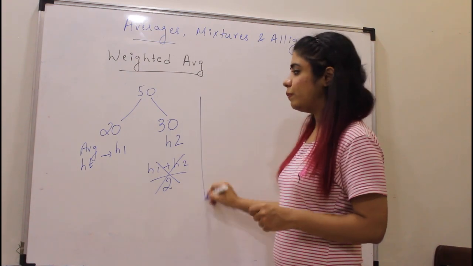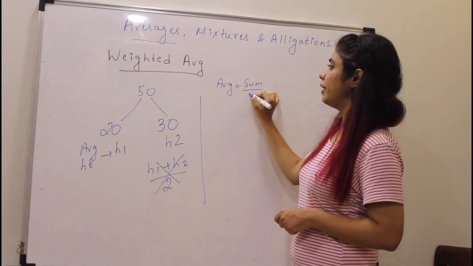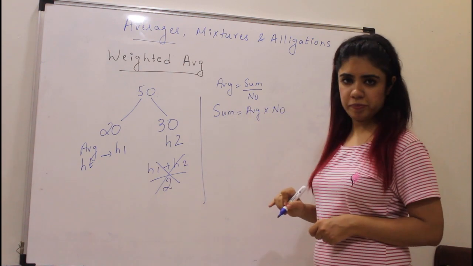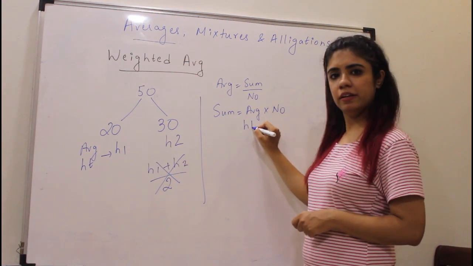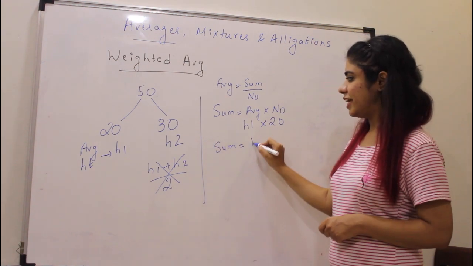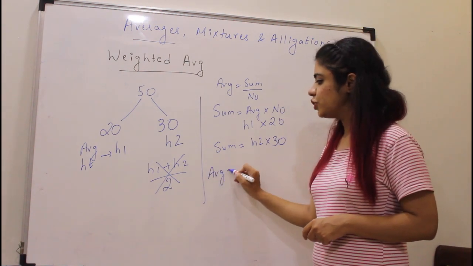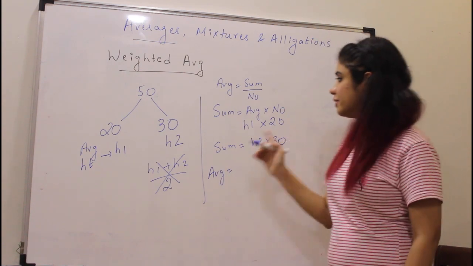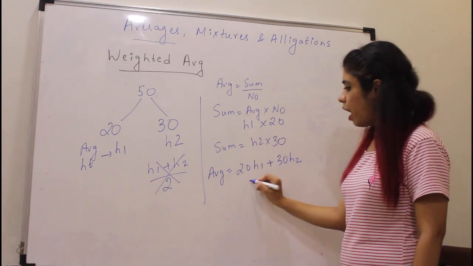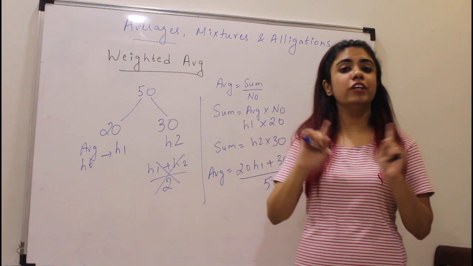So what do we do? We will calculate the sum in each case. We know average is sum upon number of terms. So your sum is average into number of terms. So यहाँ पे the average was h1 and number of students were 20. Similarly, यहाँ पे the average is h2, number of students are 30. Now your resultant average will be your total sum, 20 h1 plus 30 h2, upon total number of students, which is 50. This is how you calculate the average of the entire class.